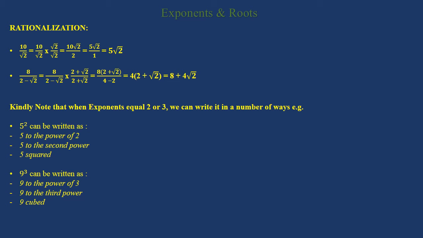Easy, right? Now kindly note that when exponents equal 2 or 3, we can write it in a number of ways. And remember, on GRE you can be asked very simple questions with a tweak. So 5 square can be written as 5 to the power of 2, 5 to the second power, or 5 squared, and 9 power 3 can be written as 9 to the power of 3, 9 to the third power, or 9 cubed.